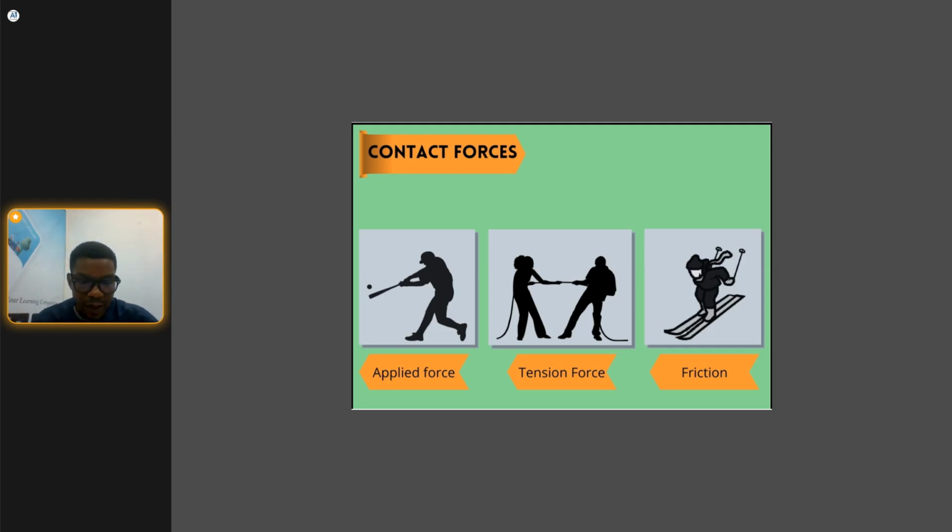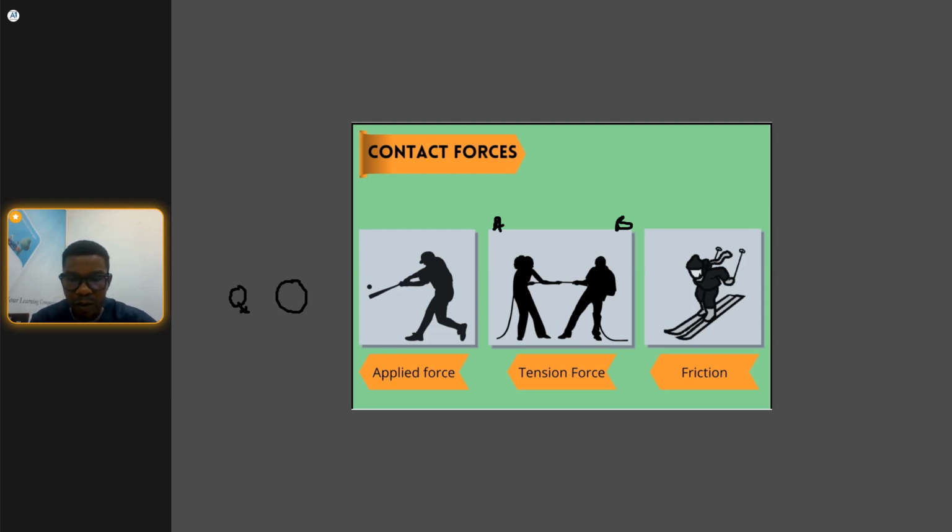So we have an example here, applied force. This is someone playing a game. You can see this is an object, and the person holding the bat here is another object. These two will be in contact for motion to occur. And we have another one, tension force. We can see someone here, another person here. Both of them are in contact by a rope connecting them, and they are trying to pull the rope apart. So the force applied there is a contact force. They are both in contact.